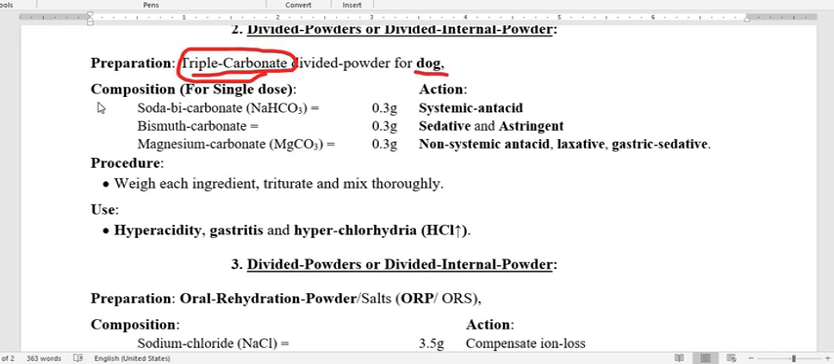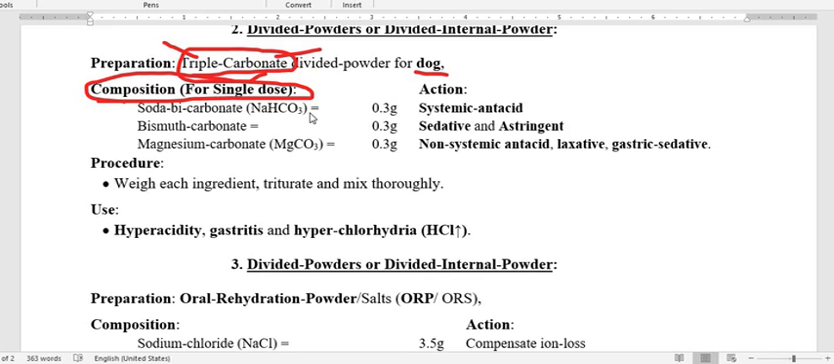Now we have to go through the composition. This composition is for the single dose, one dose preparation, and its amount should not be less than 120 mg. So now we have to go through the triple carb. Triple carb means three carbonates, triple carbonate means three carbonates are present.